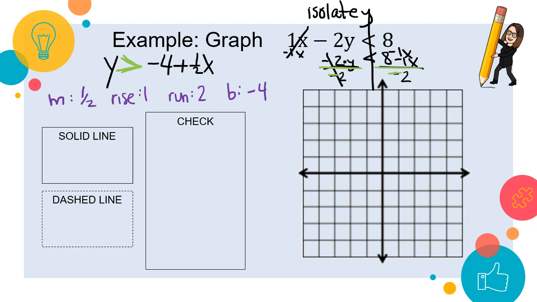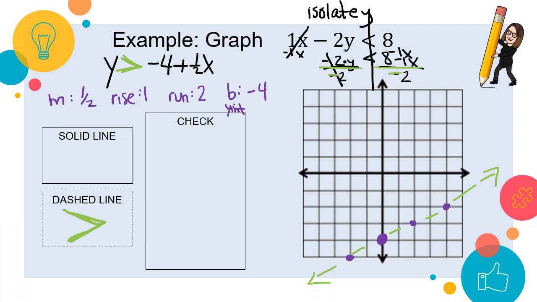Let's plot. My beginning is at negative 4. It's my y-intercept, remember? From there, I need to count my slope. Rise 1, run 2. Can't keep going, let's go the other direction. Down 1, left 2. In this case, I filled my graph as far as I can go. Next, I need to decide solid or dashed. If I look at my inequality, it's a greater than symbol, so it's going to be dashed. So let's show a dashed line through my dots.